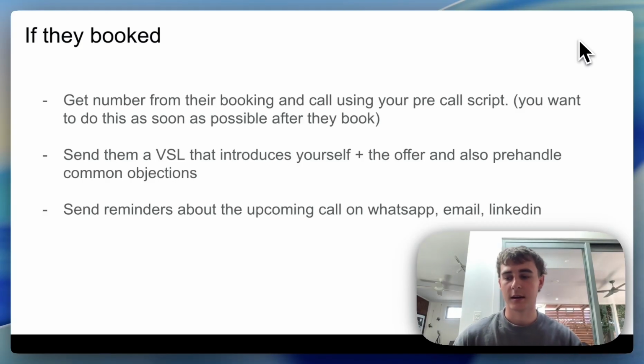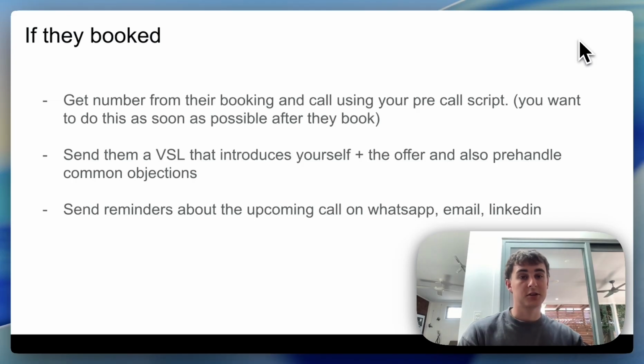If you use a call recorder like Fathom or Fireflies, one of those note takers, take all of those notes, put it into AI and ask, what are the most common objections I'm getting? Take the top 3 and then tell it to give you a script that you can pre-handle all 3 of them, or write it yourself. Once you've introduced yourself and the offer, you want to start pre-handling some of those objections in the VSL itself.